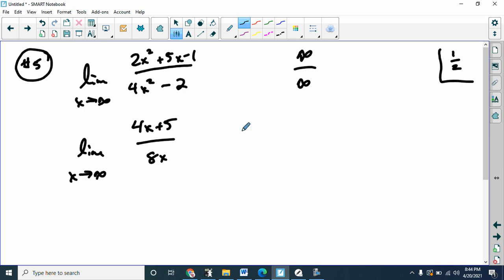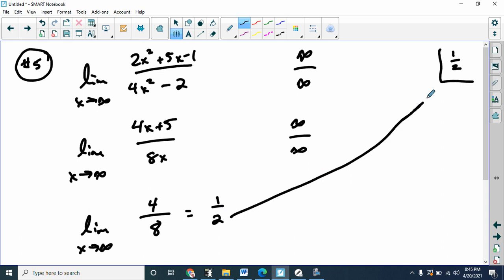Plugging in infinity still results in indeterminate form, infinitely big divided by infinitely big. So we're going to do it again. Derivative of the top is 4, derivative of the bottom is 8. Plugging in infinity just gives me 4 over 8, which is 1/2. Boom, same answer.